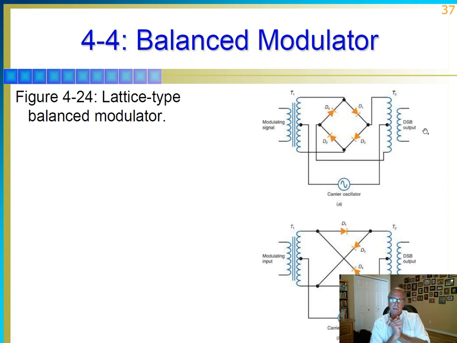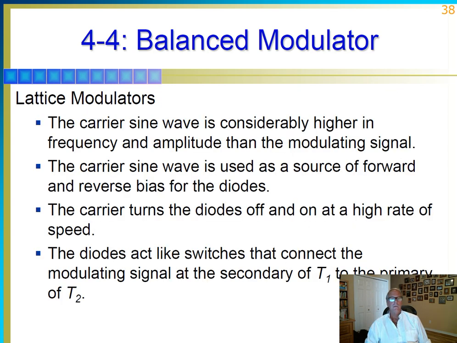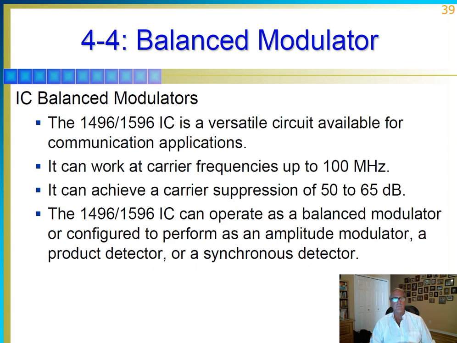So what kind of signal does a balanced modulator produce? A double sideband output, right? It's important to remember. And again, the lattice modulator, that's what we were just looking at. They act as switches, basically, and turn on and off, obviously. And the carrier basically turns on and off the diodes with its sine wave.